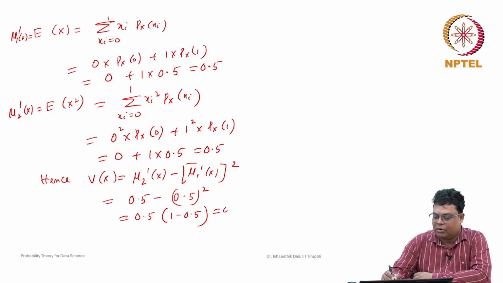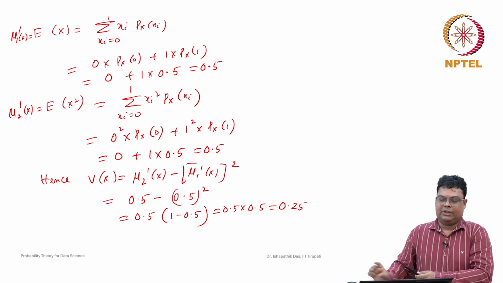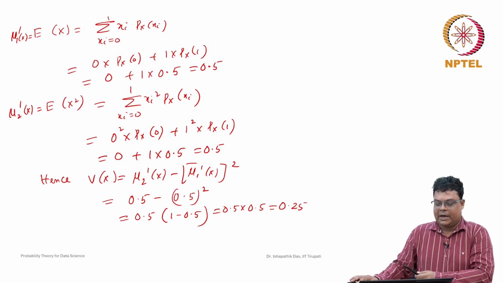So this is again 0.5 into 0.5. It is nothing but 0.25. So this is the variance of x. Similarly, we can find the mean and variance of y also.